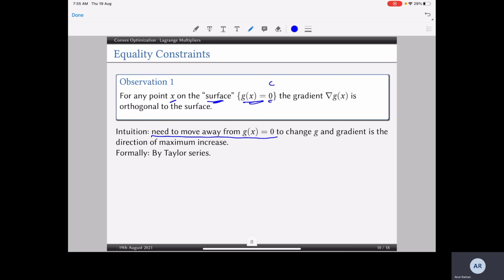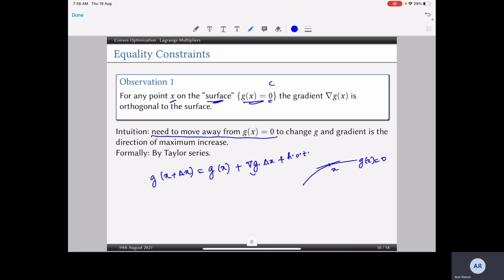But we can also see this by Taylor series. Suppose this is the surface g(x) equal to 0, and let us consider a point x. If we draw a tangent at x, and expand g(x + delta x) using Taylor series, then we will get something like this, plus higher order terms.